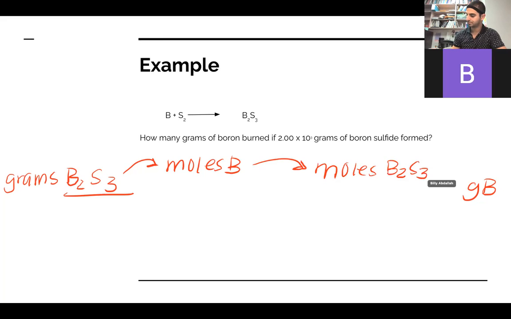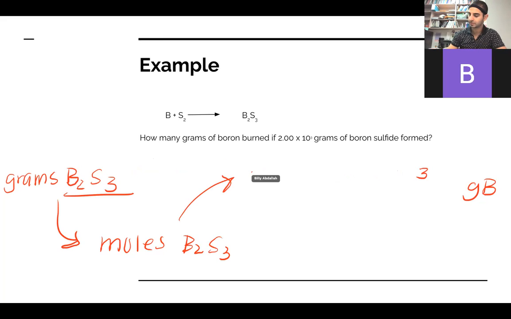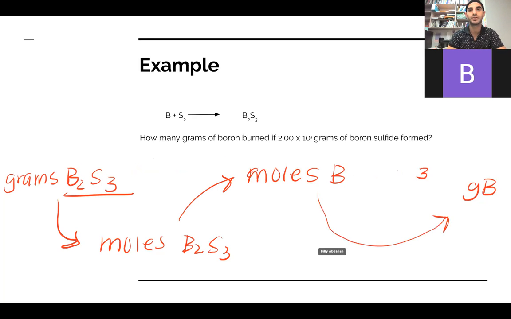I'm sorry, forget what I said earlier. We want to convert the grams of B2S3 to moles of B2S3. We want to convert those moles of B2S3 to moles of boron. And then from moles, we can go to grams. And I'm going to break this down for you.